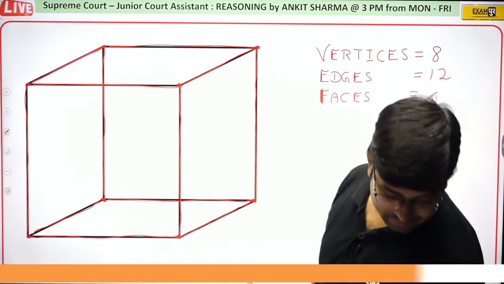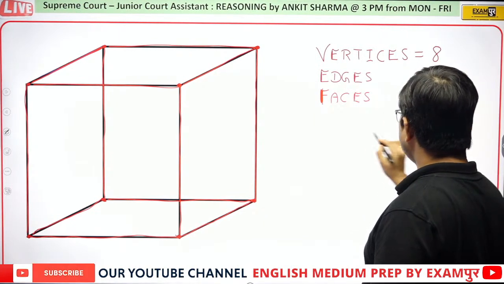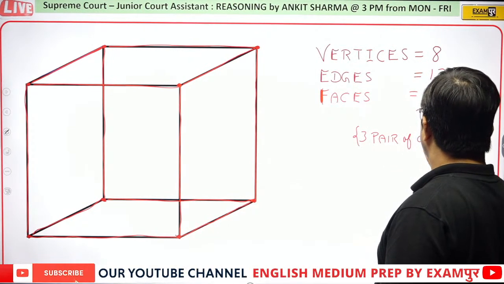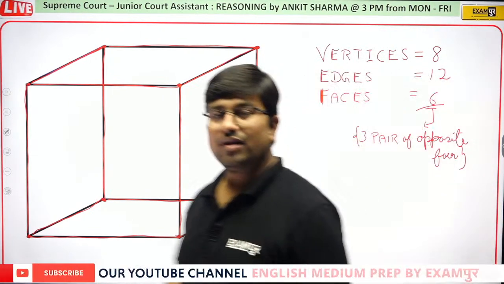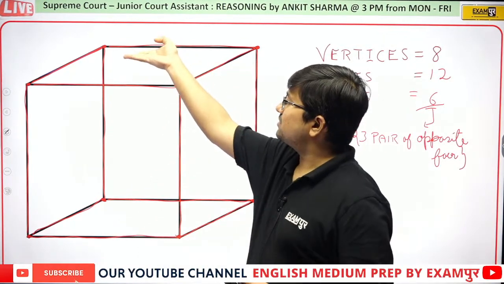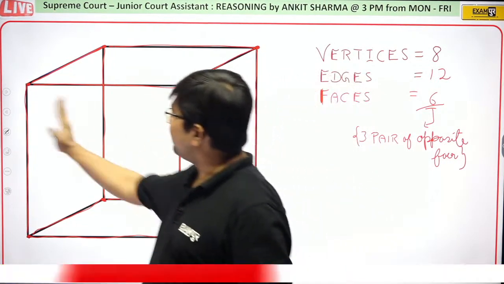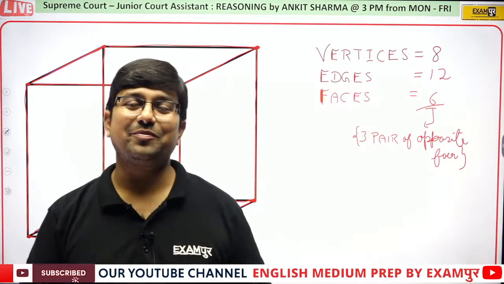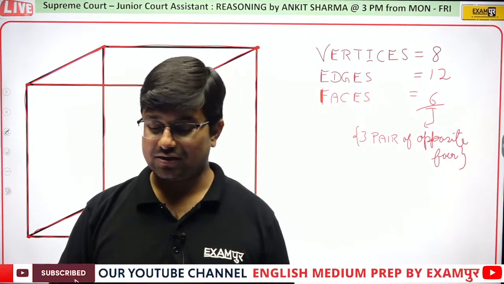Alright everybody. And to this you can also write that there are 3 pairs of opposite faces. For example, the top face, the bottom face, the front face, the back face, the left face, the right face. So there are a total of 6 faces, which can also be written as 3 pairs of opposite faces. Getting it everybody? Yes or no?